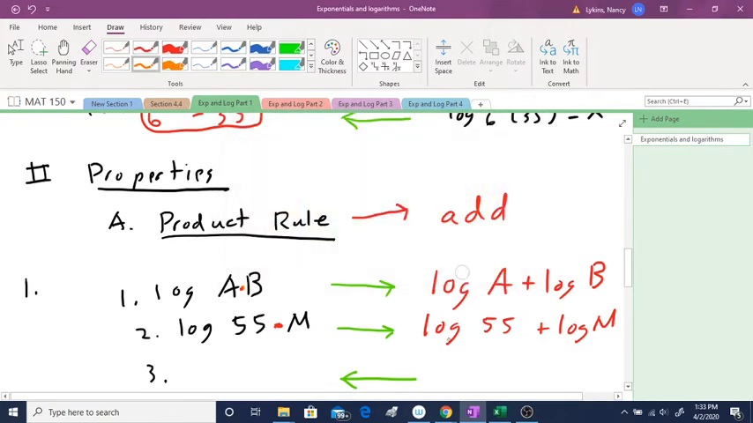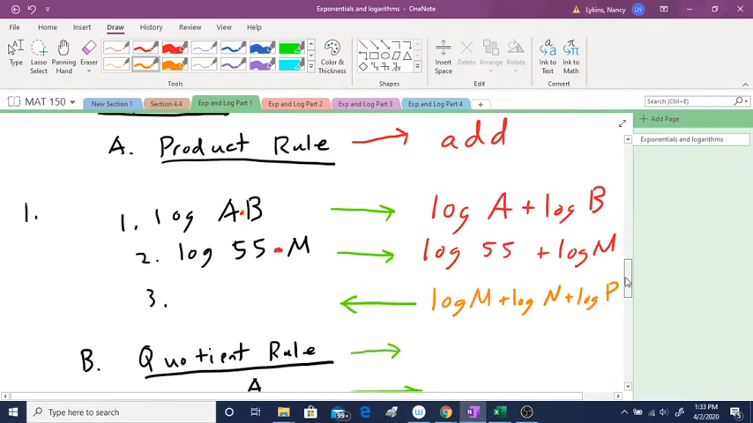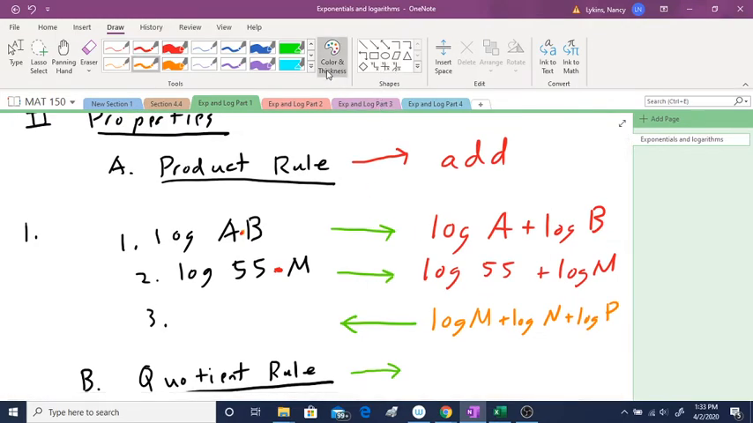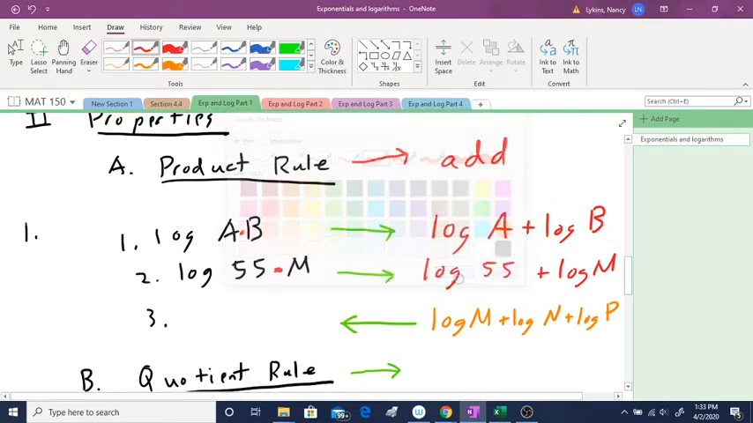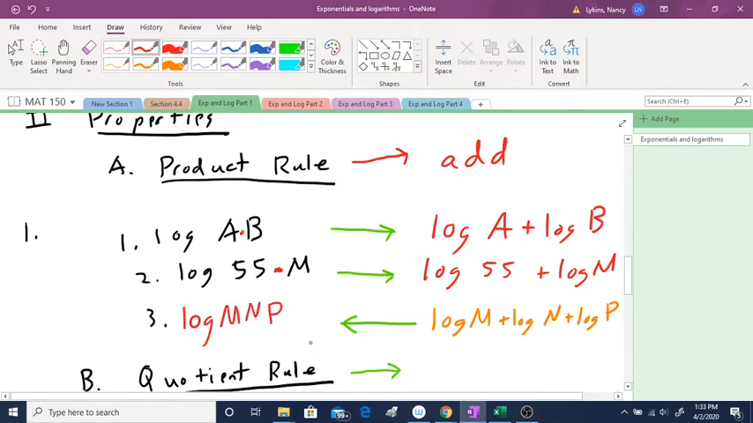So now, what happens when you have log m plus log n plus log p? Well, since they're all separated by plus signs, I know that that's the product rule. So what I'm going to do is put log, and then combine them: n times p. That's what I'm looking for, number 3.